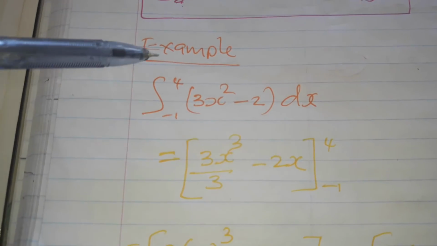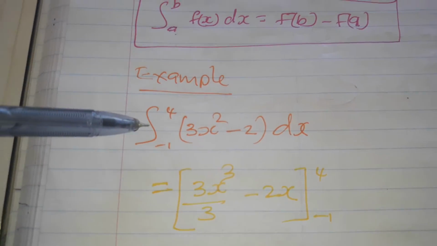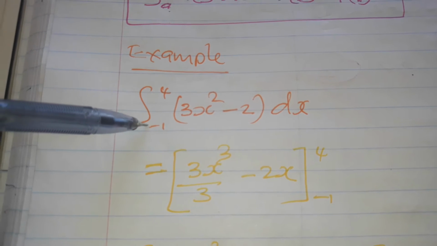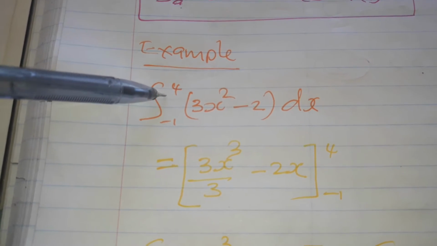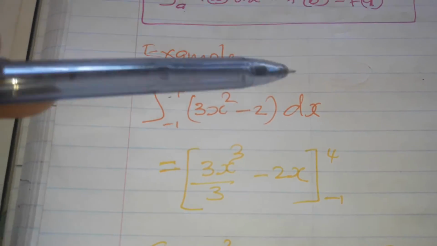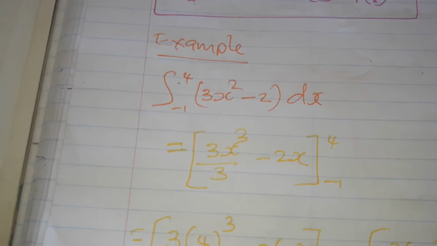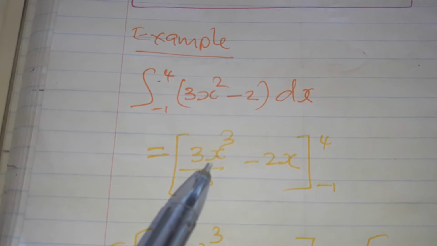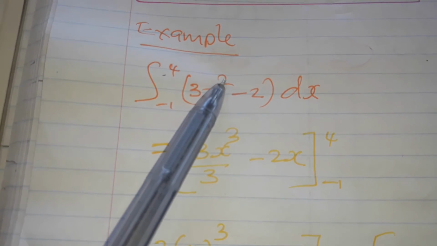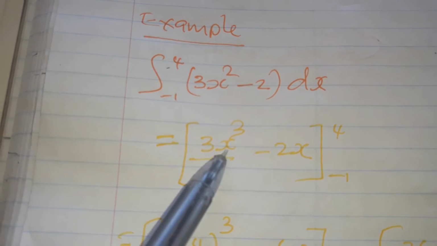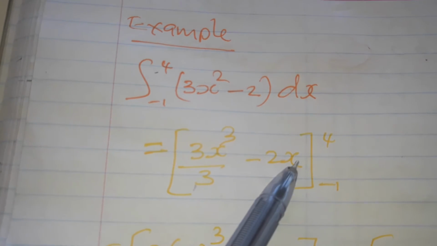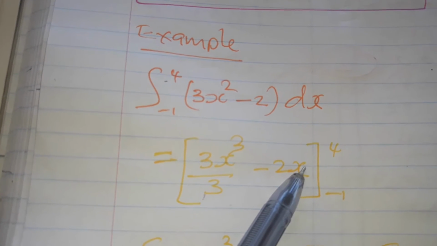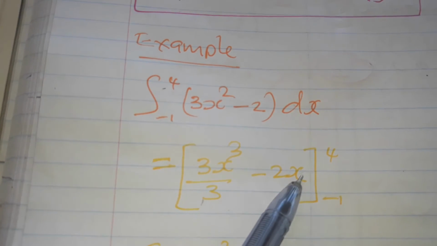Okay, let's look at this example. If I have to integrate 3x squared minus 2 with the lower limit of -1 and upper one as 4, dx means that we have to integrate. Okay, so let me integrate. I'll add 1 to the power and divide by the new power. So x cubed, 3x cubed divided by 3, minus 2x, right? The x is added.